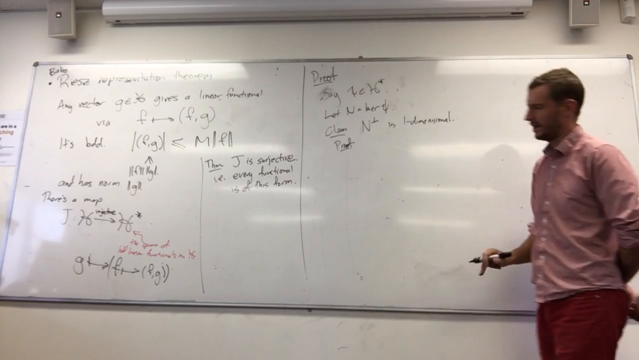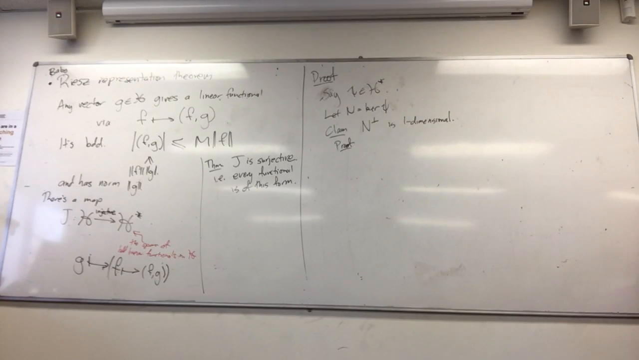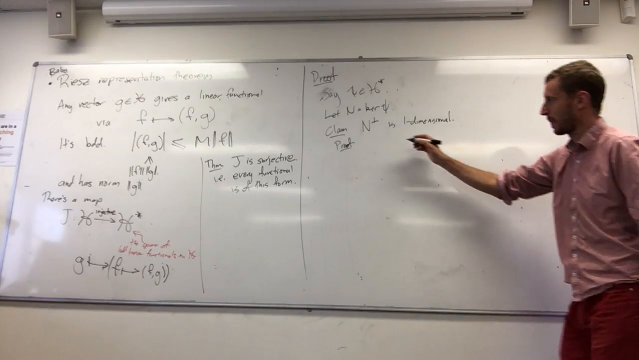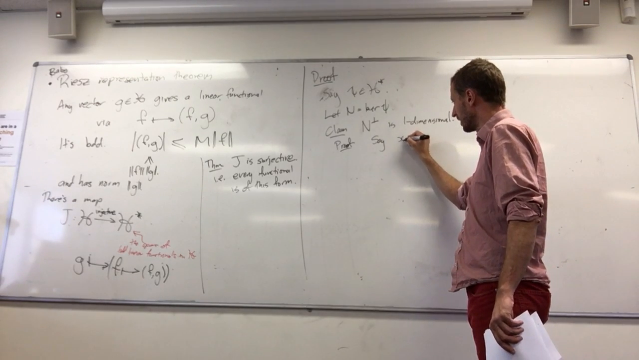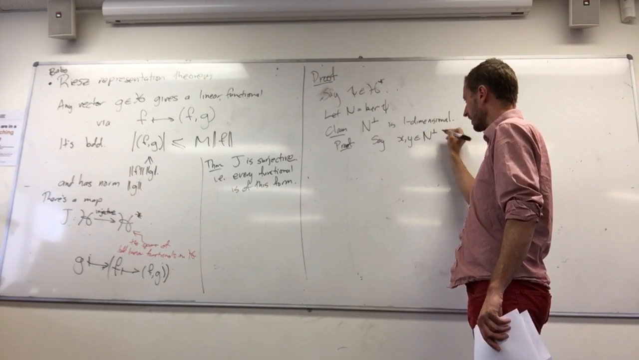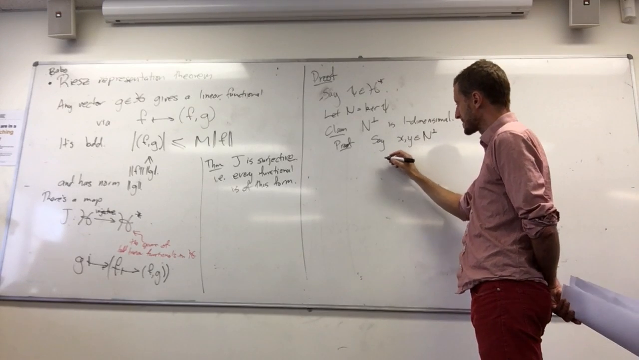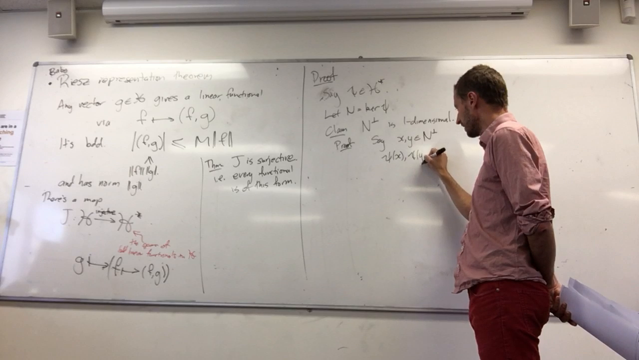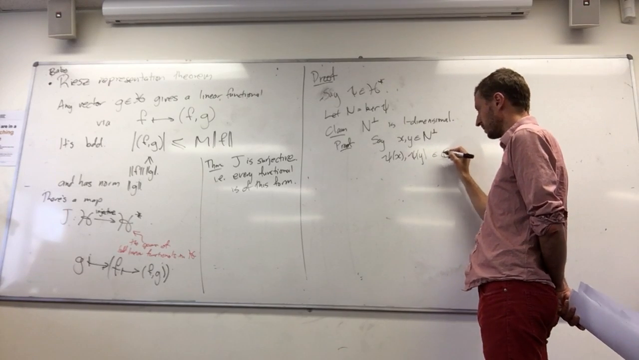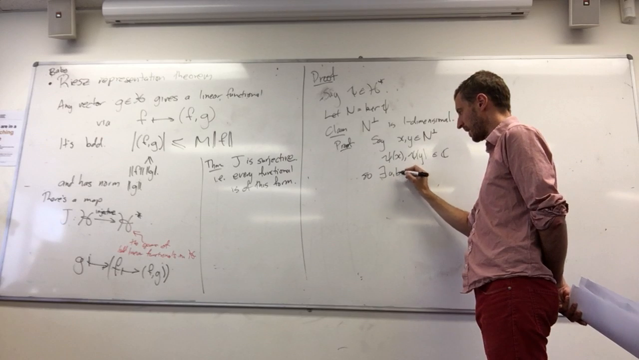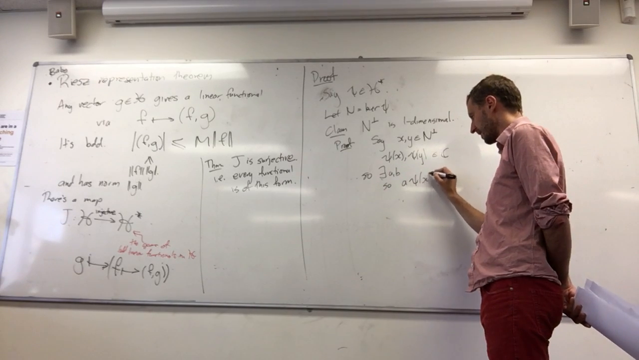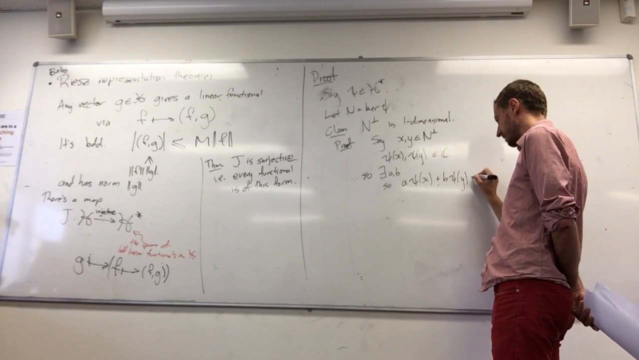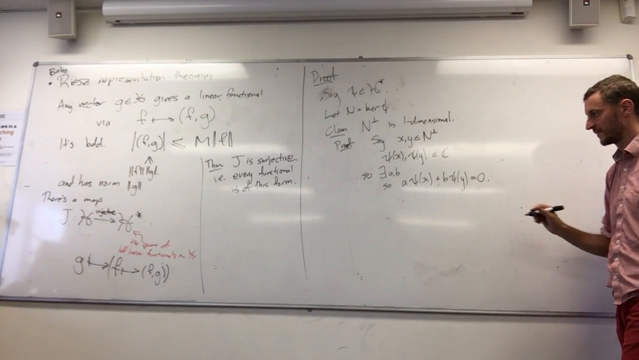So how do you prove that some vector space is one dimensional? You just show that if you've got any two vectors in there, they're scalar multiples of each other. So say x and y are in N perp. What do we do? Psi of x and psi of y are in the complex numbers. So there exist some a and b, not both zero, so that a psi of x plus b psi of y is zero. The complex numbers themselves are one-dimensional.